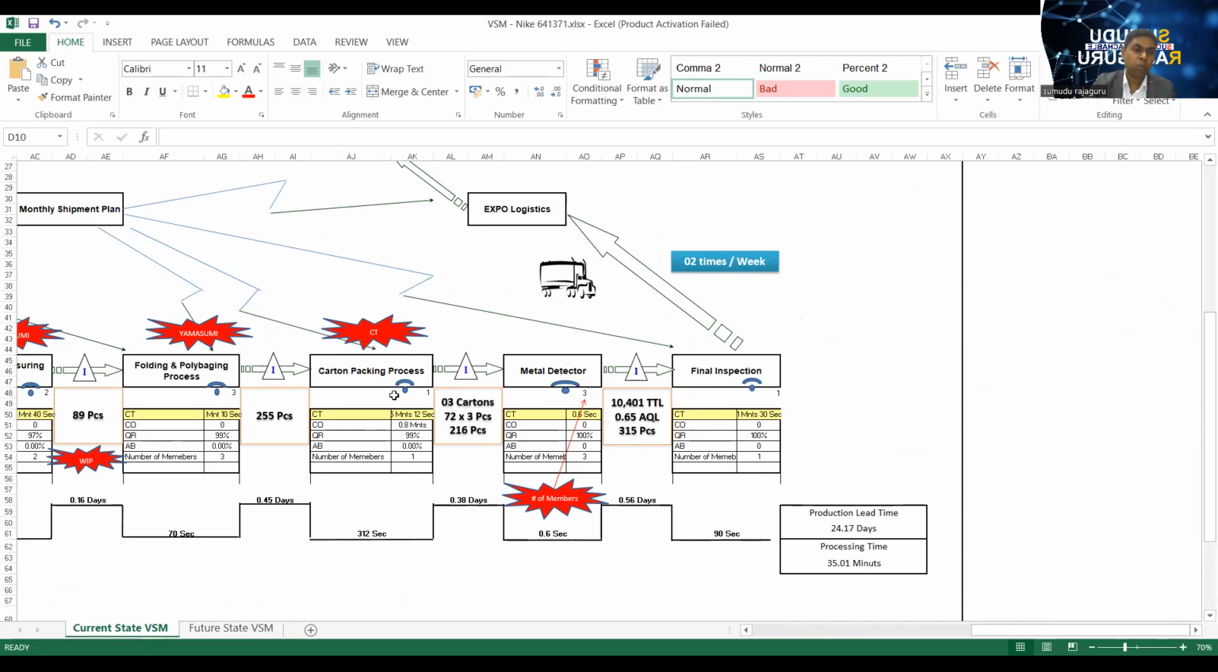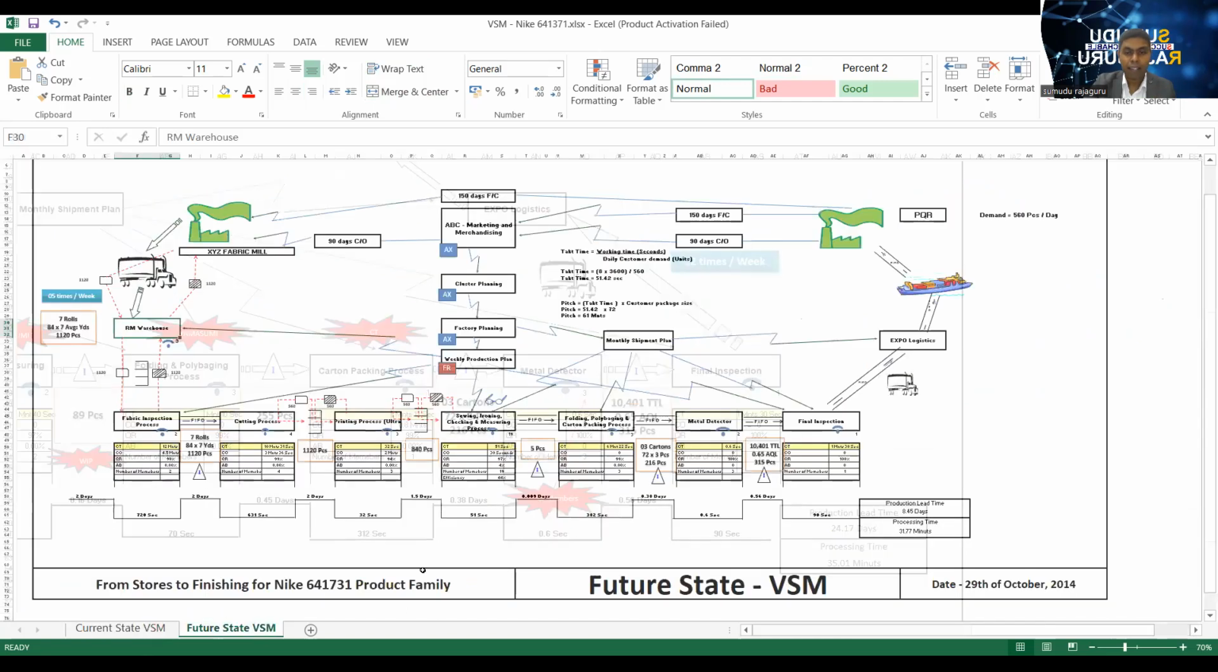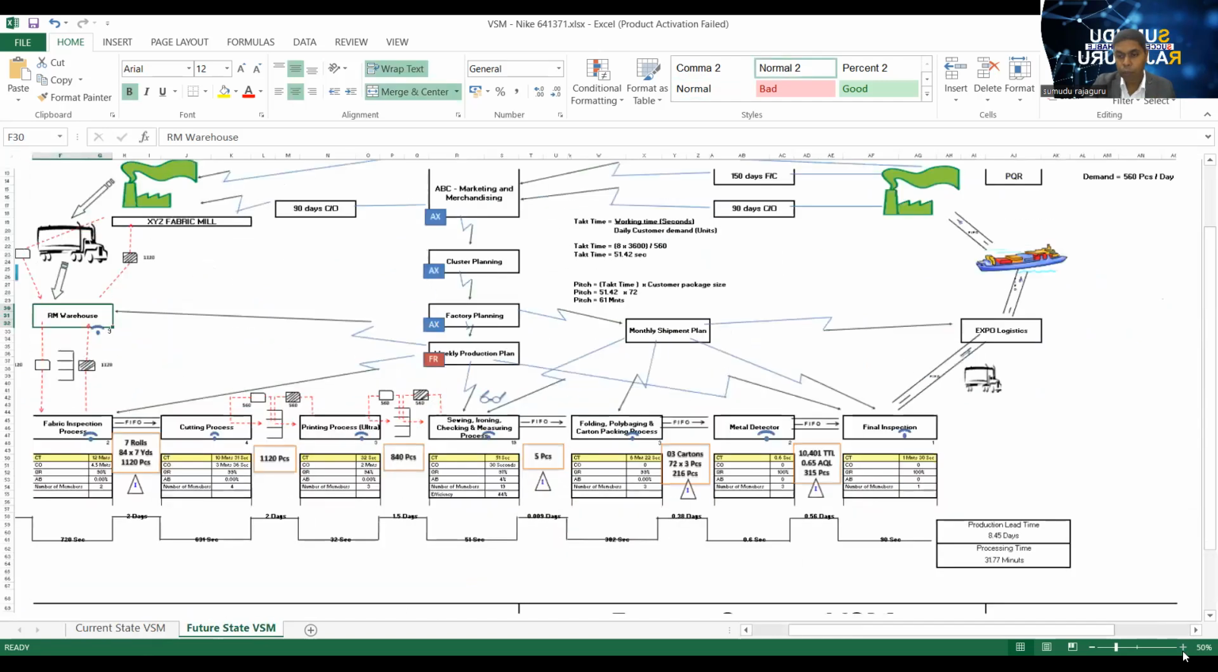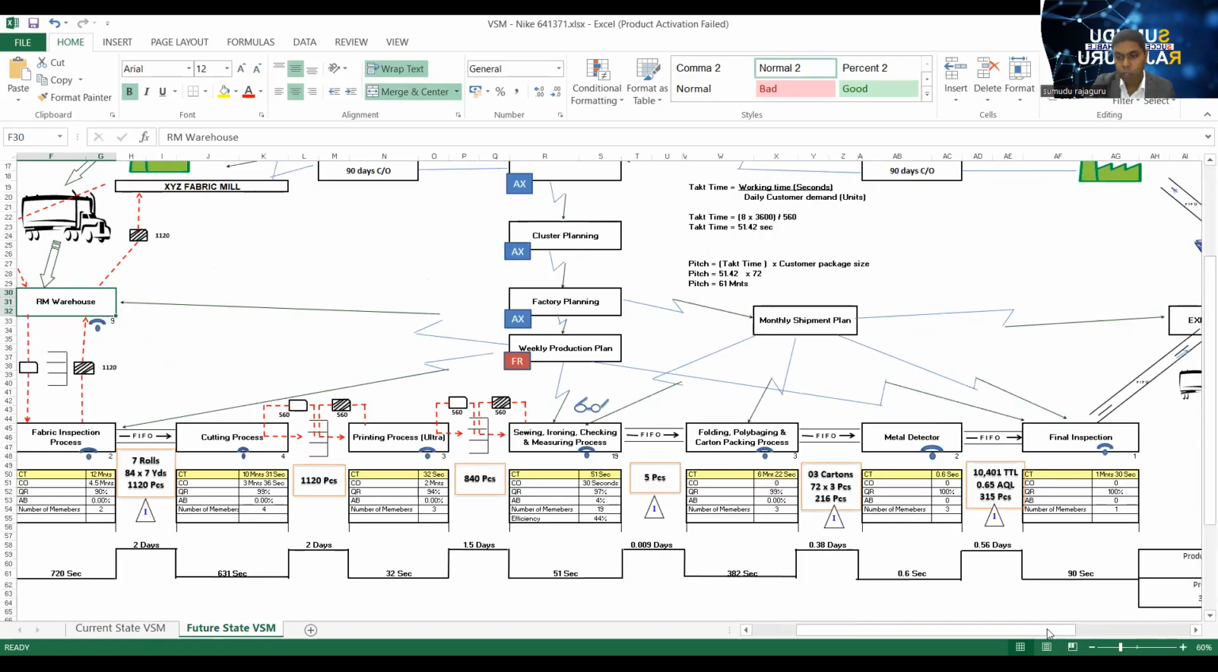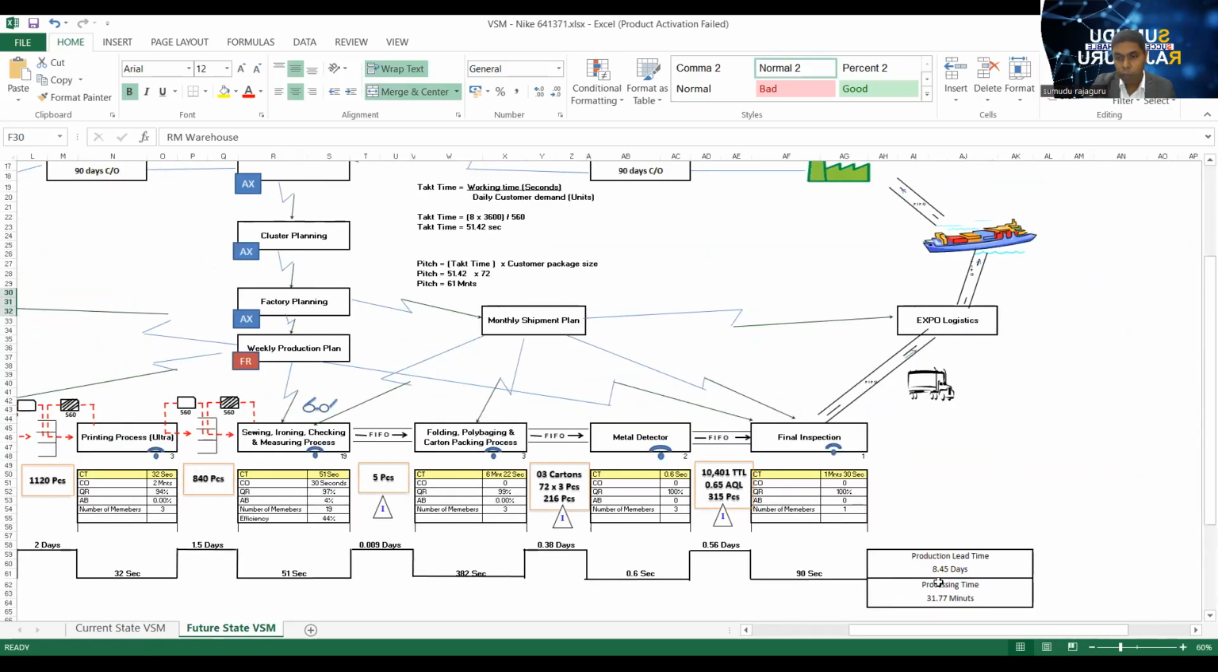So after we remove all the barriers which we identified through the improvement opportunities, then their dream is to achieve 8.45 days total process time, then processing time 31.77. So the total lead time reduced from 34 days to 8 days. So that is the dream. It is still not achieved.